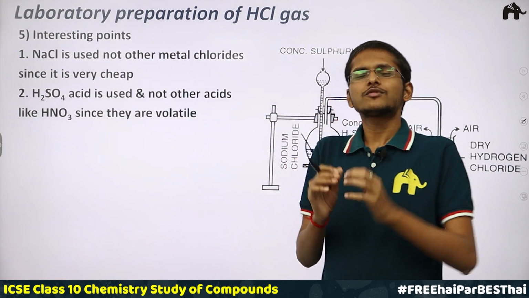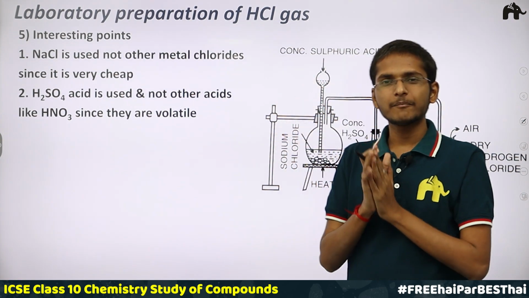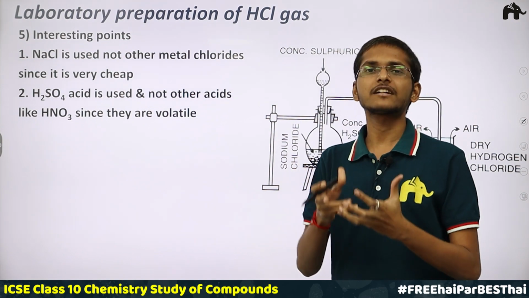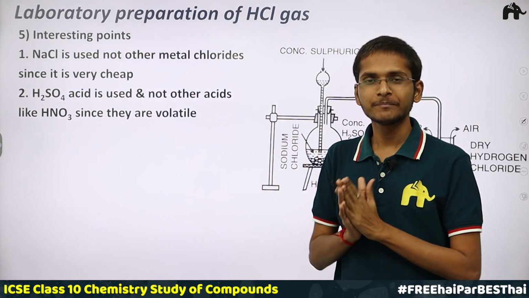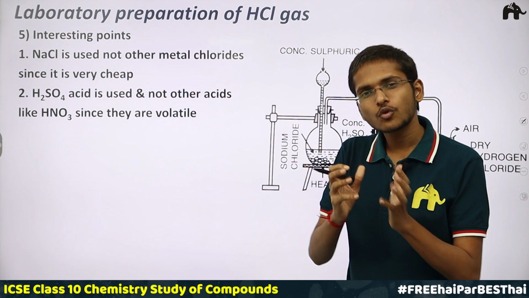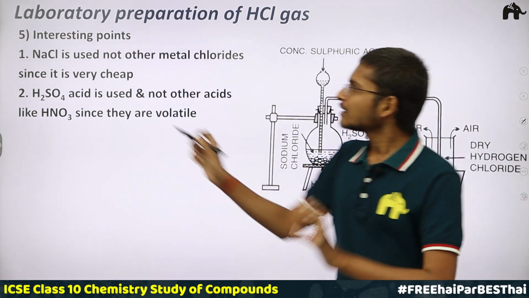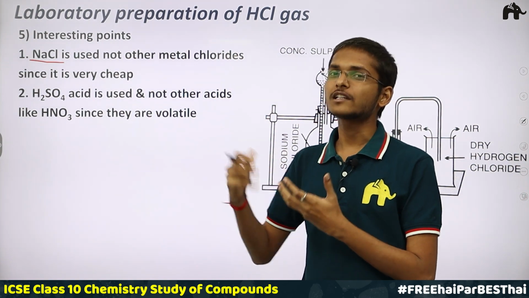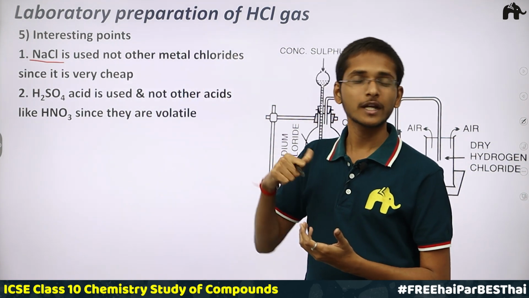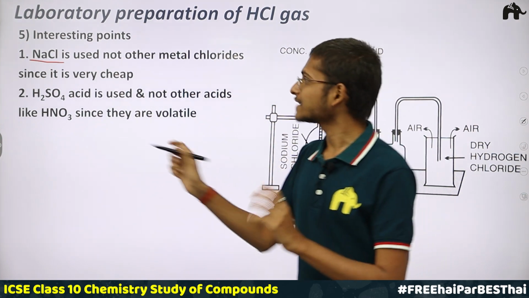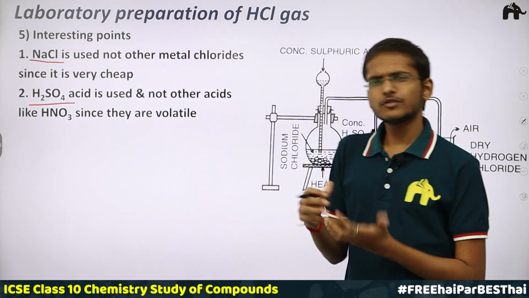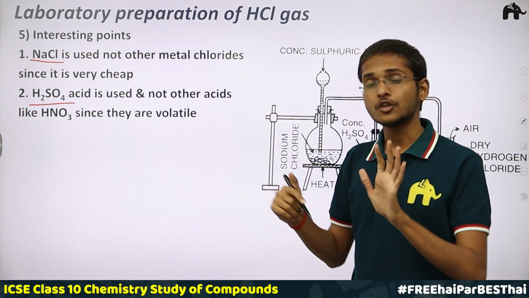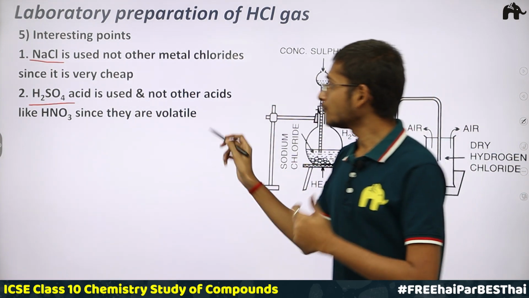Now let me tell you some interesting things about this entire lab preparation of HCl. Two very interesting things. They are regarding the reactants themselves, NaCl and H2SO4. First of all, we use sodium chloride, this metallic chloride, because it's very cheap compared to other metallic chlorides. So we avoid using other metallic chlorides and we use sodium chloride. And the second thing is we use sulfuric acid. We don't use other acids like nitric acid. Why? Because sulfuric acid is non-volatile in nature. Other acids are volatile in nature.